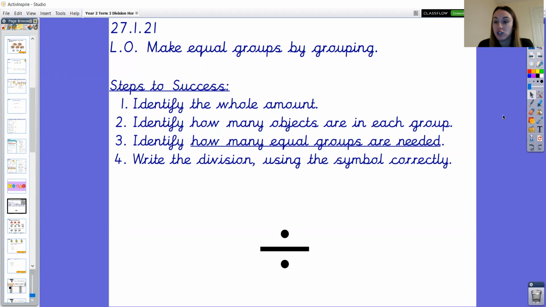So the first thing we need to do is identify the whole amount. Then identify how many objects are in each group. Then we're going to be thinking about how many equal groups are needed. So that's going to be a particular focus today whilst focusing on grouping rather than sharing. And lastly, write the division using the symbol correctly, which you can see on your screen in front of you.